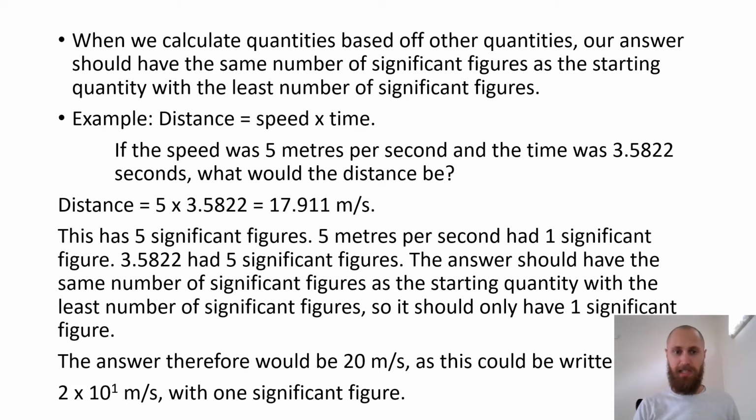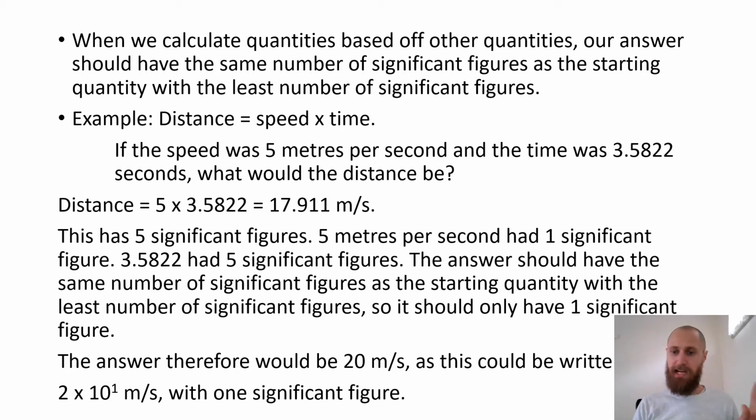So my example is I'm doing a distance equals speed times time calculation. That's about as basic as physics gets. If the speed was 5 meters per second and the time was 3.5822 seconds, what distance would be traveled? Well, to find the actual distance, I do distance equals speed, 5, times time, 3.5822. That gets me 17.911 meters. Now, this answer has 5 significant figures, those 5 digits there. 5 meters per second has 1 significant figure.